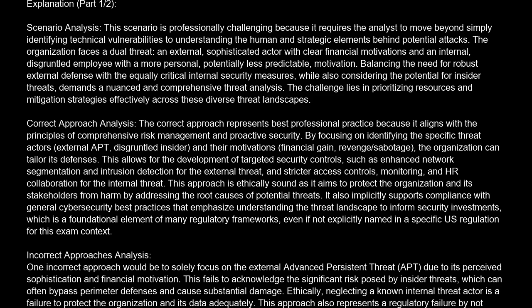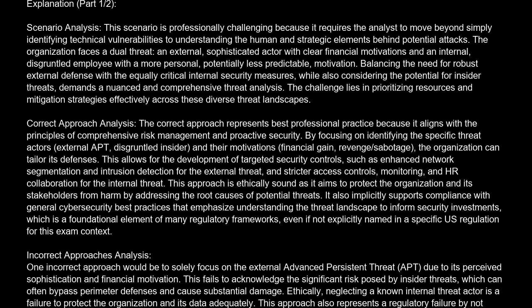Balancing the need for robust external defense with the equally critical internal security measures, while also considering the potential for insider threats, demands a nuanced and comprehensive threat analysis. The challenge lies in prioritizing resources and mitigation strategies effectively across these diverse threat landscapes.